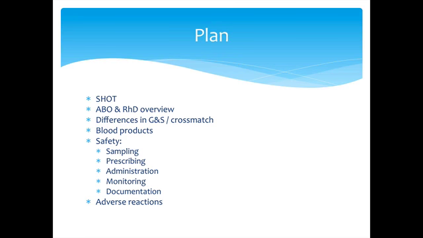So the plan of this presentation is that we're going to start by looking at SHOT, and that stands for Serious Hazards of Transfusion. Then we'll do an overview of ABO and Rhesus D blood typing and look at the differences between a group and save and a cross-match. We'll then look at various blood products and then safety aspects in terms of sampling, prescribing, administration, monitoring of the patient and documentation. And then we'll finish with adverse reactions.